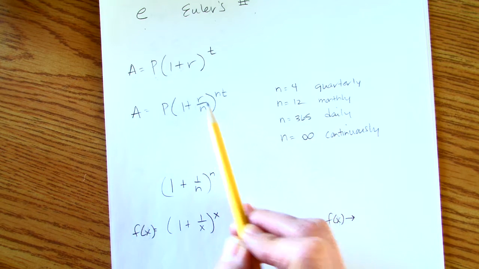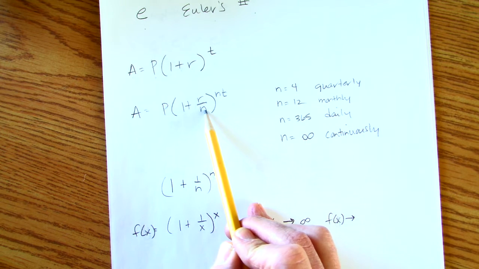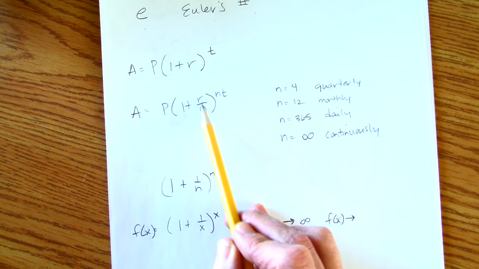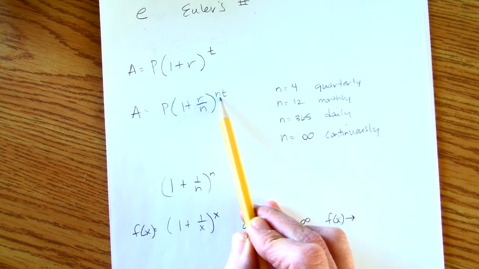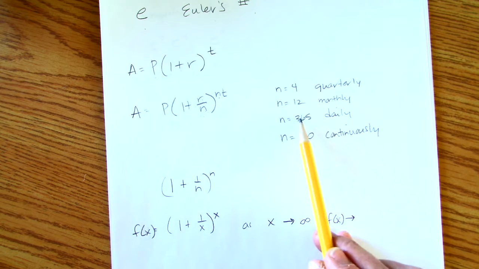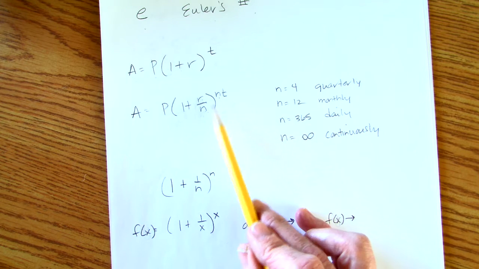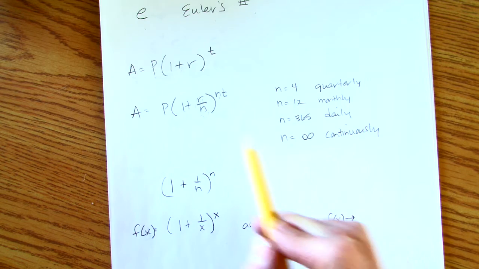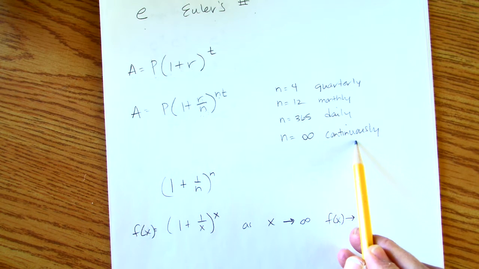So if we compound things quarterly, we have to divide the rate by 4 because we're doing it 4 times a year, and each quarter you've only earned 1/4 of that annual rate. And then if it's been 5 years and we've done it 4 times per year, that would be 20. If we're compounding monthly, n is 12. If we're compounding daily, n would be 365. If we're compounding continuously, meaning it's happening all the time, then n is infinity.